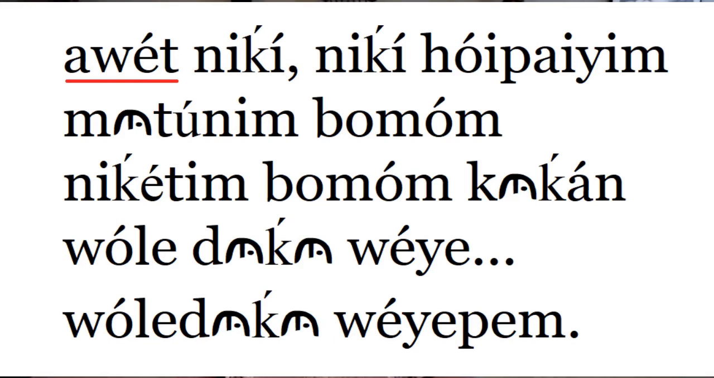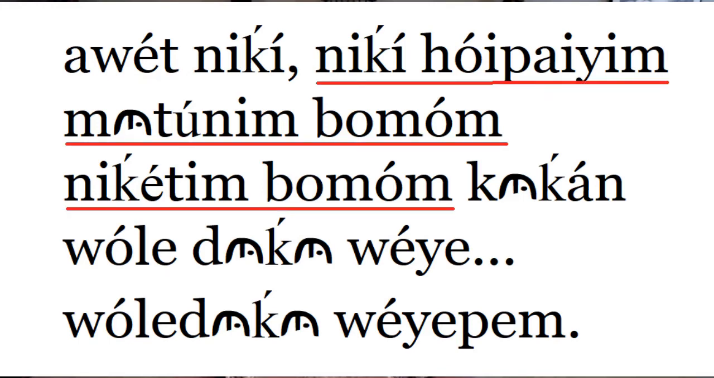Niki hoipayam matunam bomom niketim bomom. What does that mean? My following younger brothers and younger sisters. Notice she uses bomom to show you it's more than one of each. The M on the two bomoms means these are both subjects. In English, we would put an and in between, but not in Maidu. My younger brothers and younger sisters.